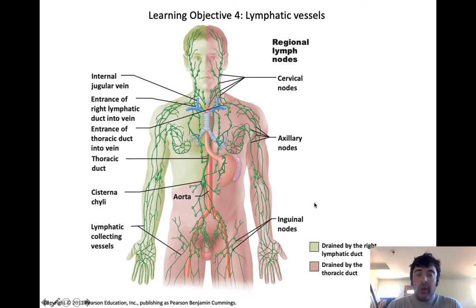Now, job number 1 of the lymphatic system is to drain excess interstitial fluid. Job number 2 of the lymphatic system is to absorb fats along the GI tract.